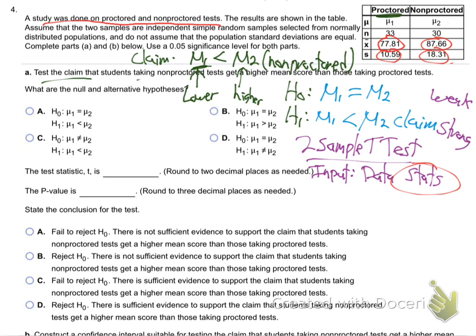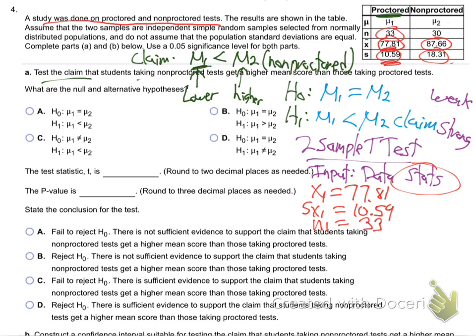So we choose stats, and then it asks you for x1, sx1. I'm in the, yes, that's correct. x1 is 77.81. sx1 is the 10.59 right here, those 2 numbers. n1 is the number in group 1, which is 33.